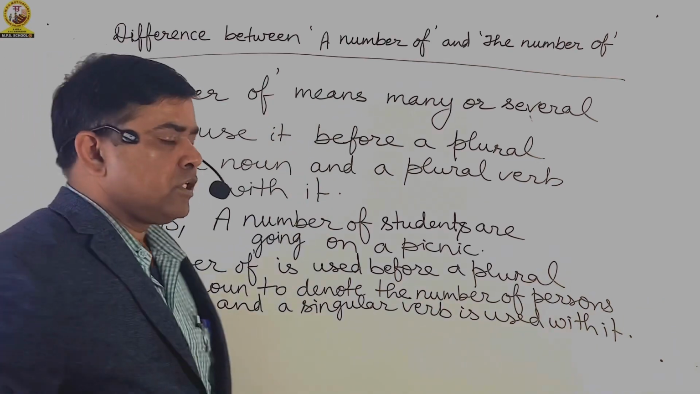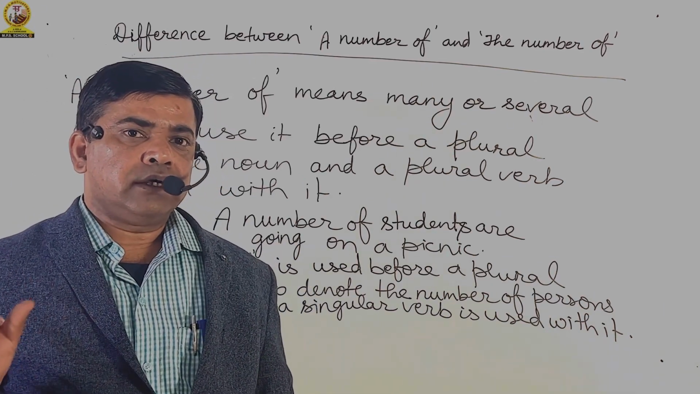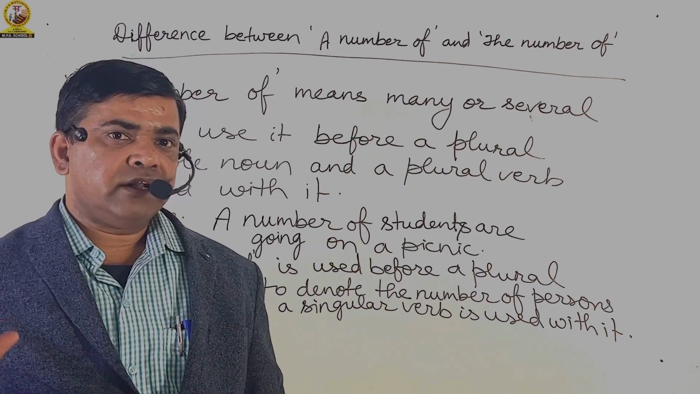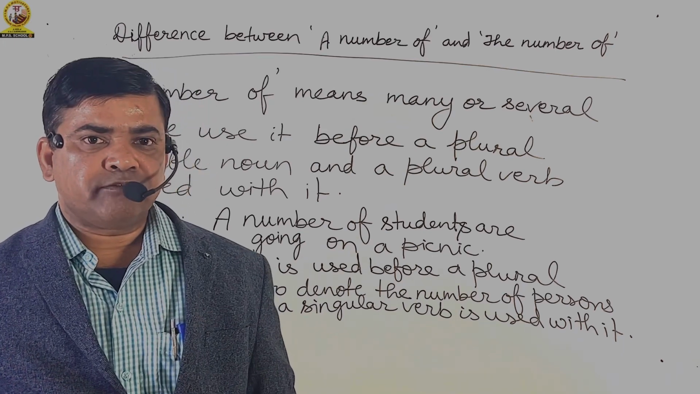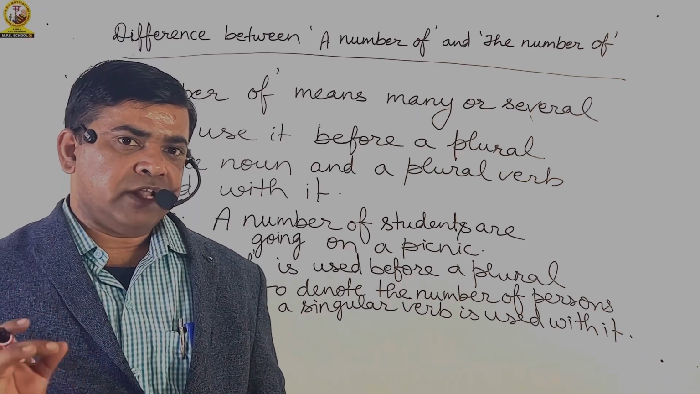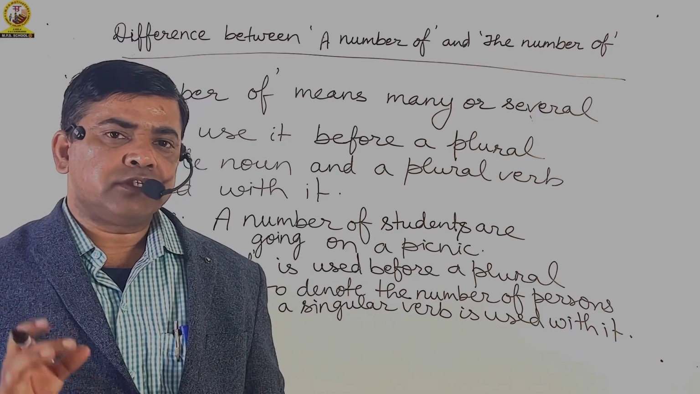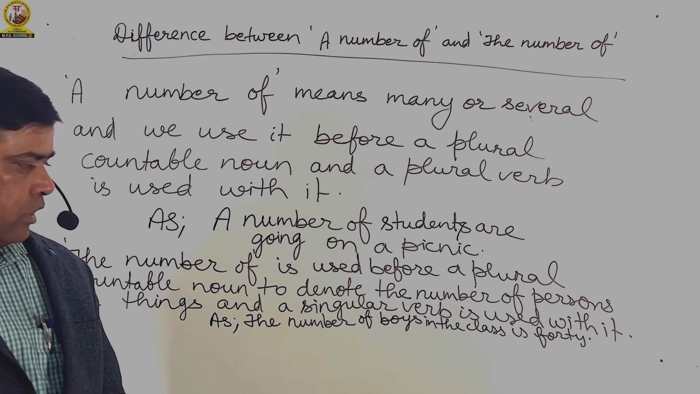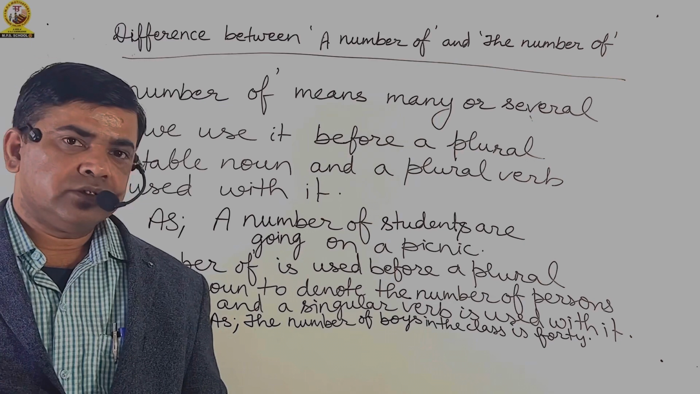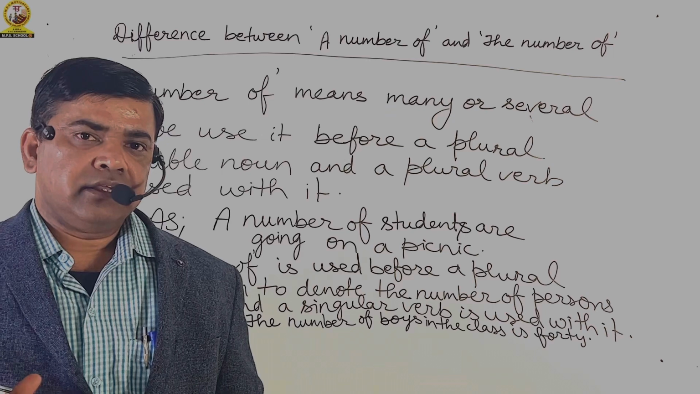जैसा कि पिछले इंपॉर्टेंट पॉइंट में हम लोगों ने देखा, we just saw the important point in which we learnt that when a number of is used before a plural countable noun, we use a plural verb with it, and when the number of is used before a plural countable noun, we use a singular verb with it. For example, the number of boys in the class is 40. यानी वर्ग में लड़कों की संख्या 40 है.